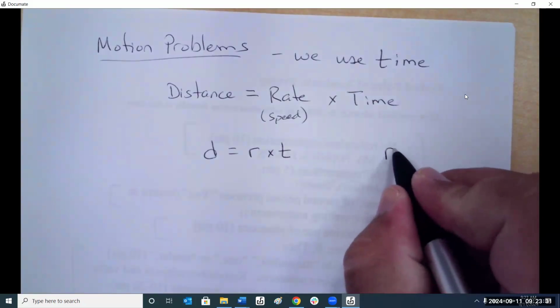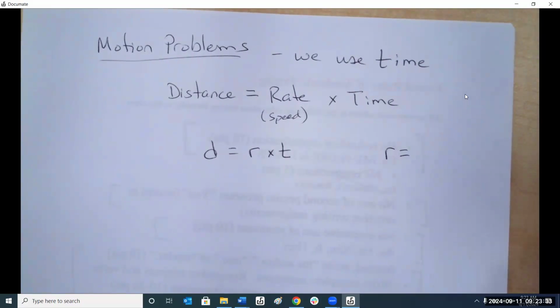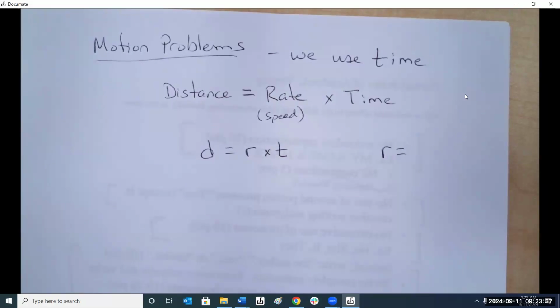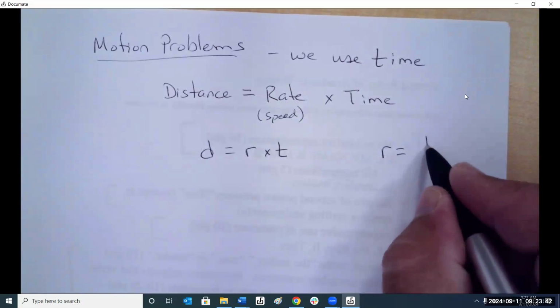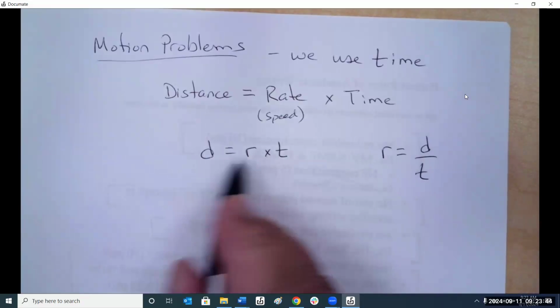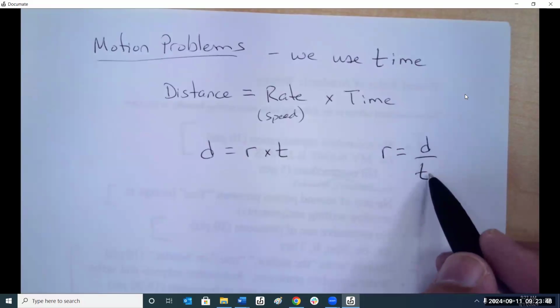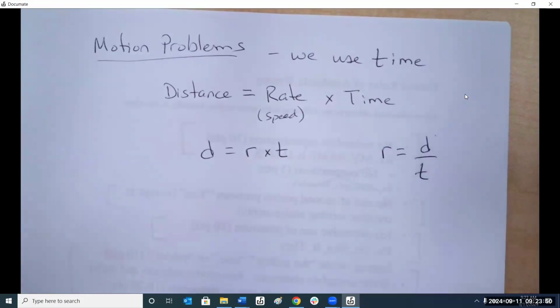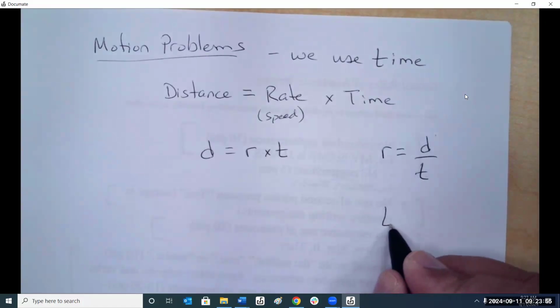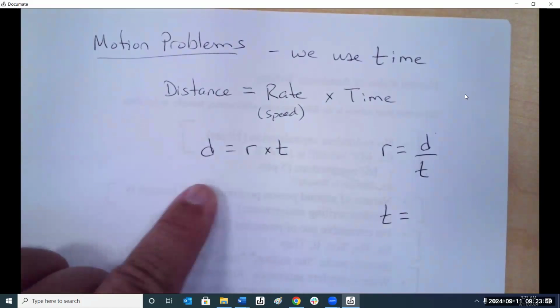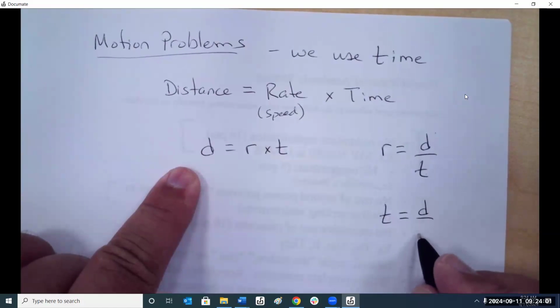So what if you wanted to find the rate? Using this formula, what would R be? D over T, because you divide both sides by T. And if you think about it, distance is in miles, T is in hours, miles per hour. That's how fast you drive. What if you want to know the time? If you're solving for T, that's distance over the rate.